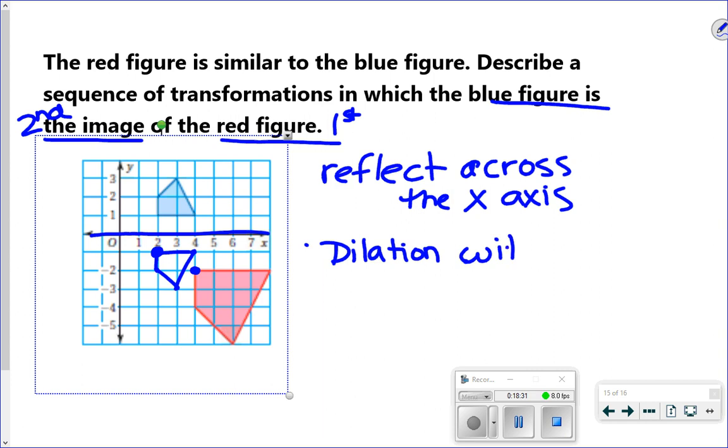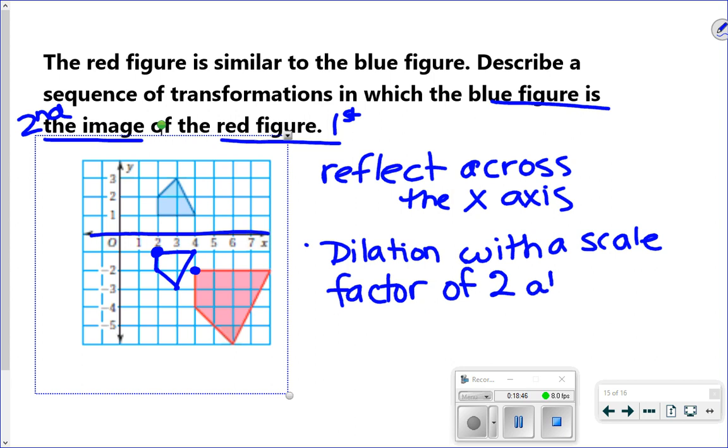So let's see, with a scale factor of 2. And then about the origin. It's always important with both rotations and dilations to mention that center of origin or center of rotation. So about the origin, center of dilation or center of rotation. Okay, always a good idea to sketch those out and make sure that it's turning out to be the way that you want it to be.